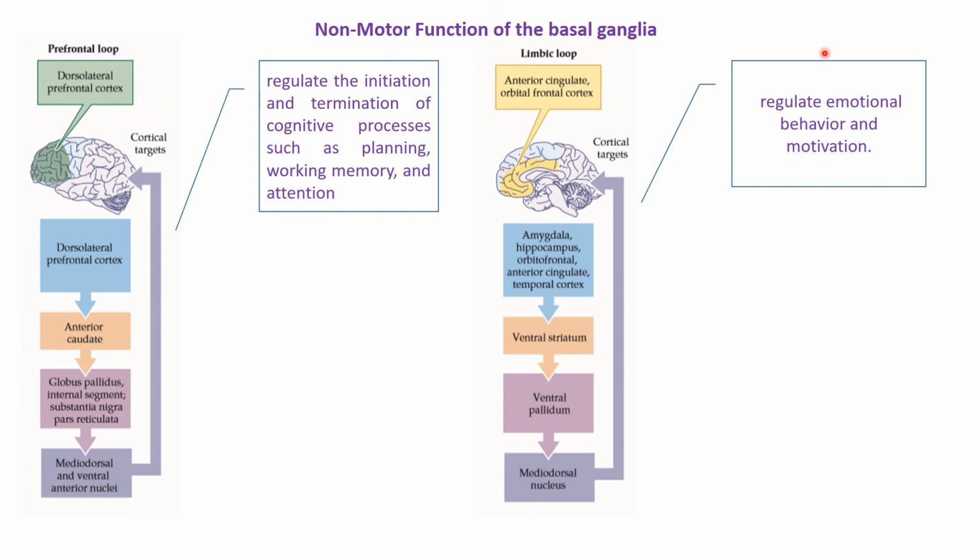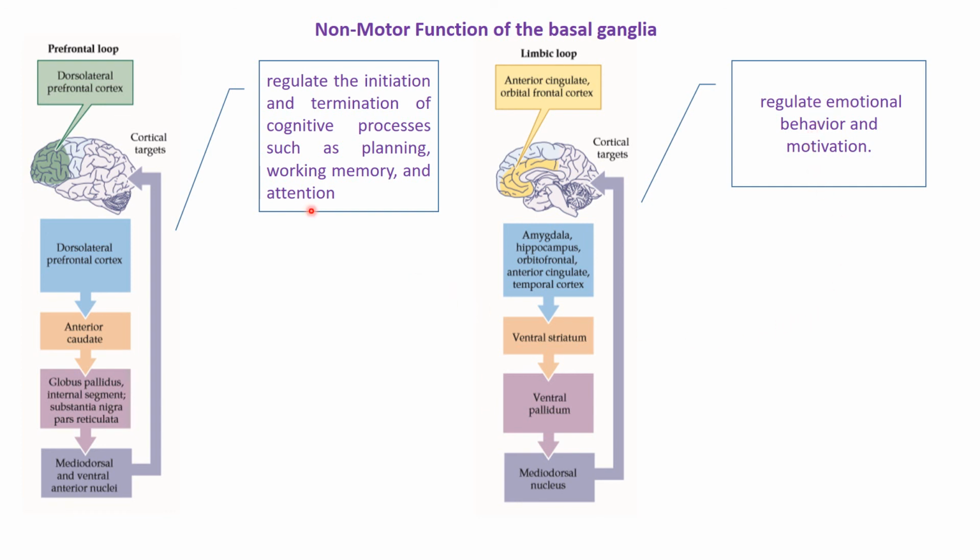If we look at the second function, the limbic loop, it starts in the amygdala, hippocampus, orbitofrontal cortex, anterior cingulate gyrus, and temporal cortex, going to the ventral striatum, to the ventral pallidum, and then to the mediodorsal nucleus of the thalamus, and back to the cortical targets, which include the anterior cingulate gyrus and the orbitofrontal cortex. This loop plays an important role in regulation of emotional behavior and motivation.